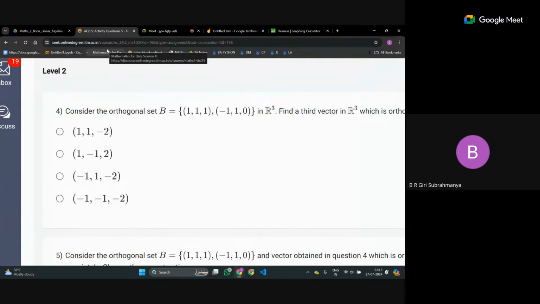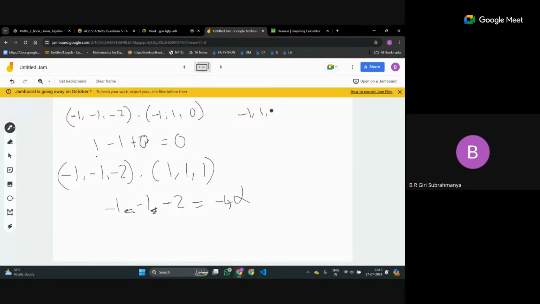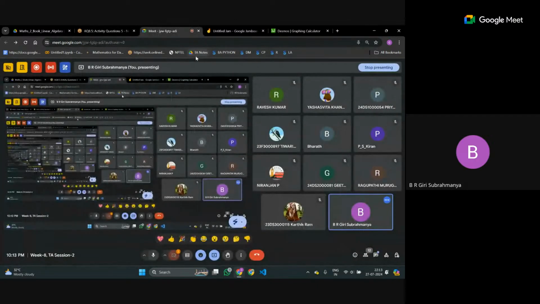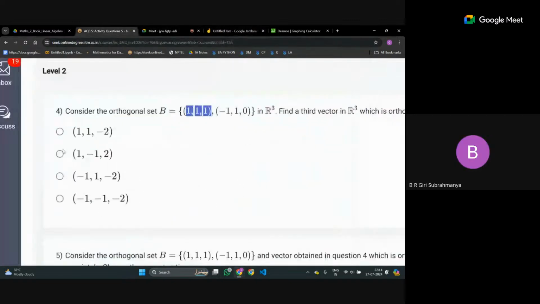And look at option 3, -1, 1, -2. Again, you can multiply it with the first vector. The dot product with the first vector will be -1 plus 1 minus 2, which is not zero, so this is not orthogonal to the first vector. So this is wrong. The second option is just -1 times this, right? So if this is not orthogonal to this vector, then this is also not going to be orthogonal to this vector, correct? So this is wrong too.